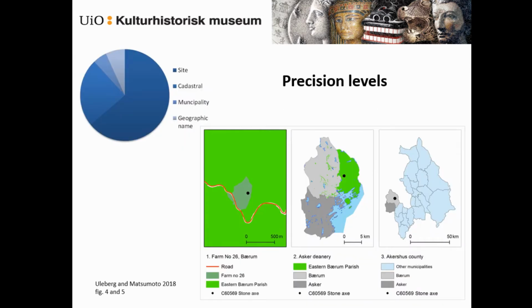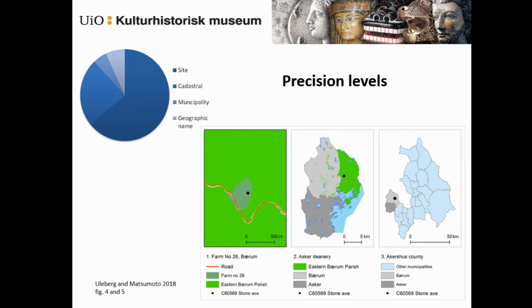Since this material has come to the museum over so many years, the precision levels are, of course, very different. Like it was mentioned earlier today, with modern excavations, you have very precise data, very precise coordinates, but when it's information coming to the museum a long time ago, you will have less precise information. And to be able to cope with this, we have introduced quantitative precision levels, and those are the site, the cadastral unit, municipality, and a geographic name. A geographic name can be quite precise, but it can also be a very wide area.